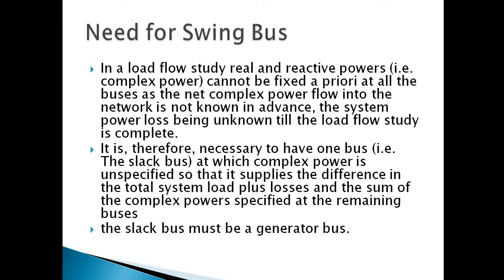So it is necessary to have one bus, the slack bus, at which complex power is unspecified, so that it supplies the difference between the total system load plus the losses and the sum of the complex power specified at the remaining buses.